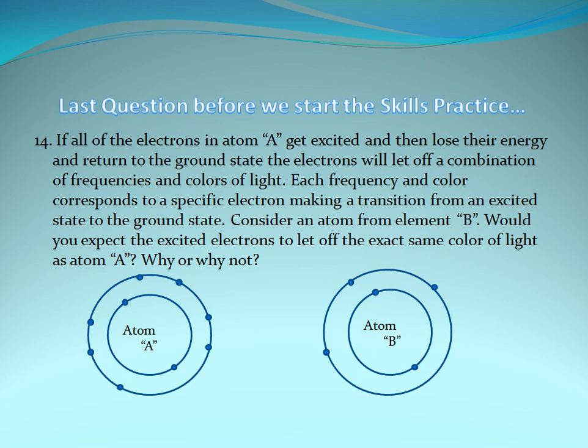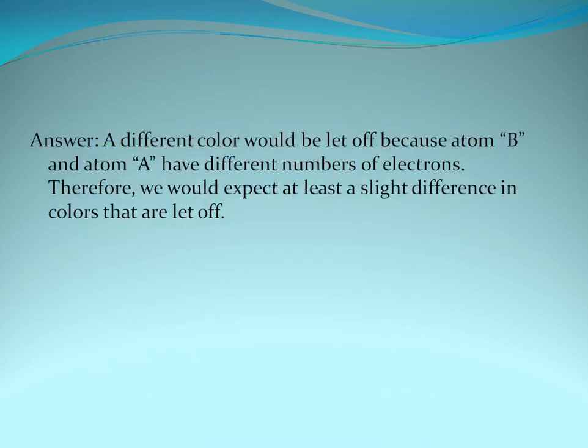Why or why not? Okay, well, looking at the two diagrams that I put up, you can see that atom A has more electrons than atom B. So if that were the case, then no, the colors wouldn't be the same. They would actually be different, because of the different number of electrons you have.